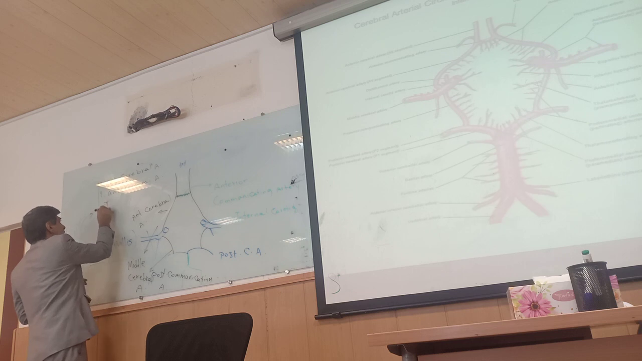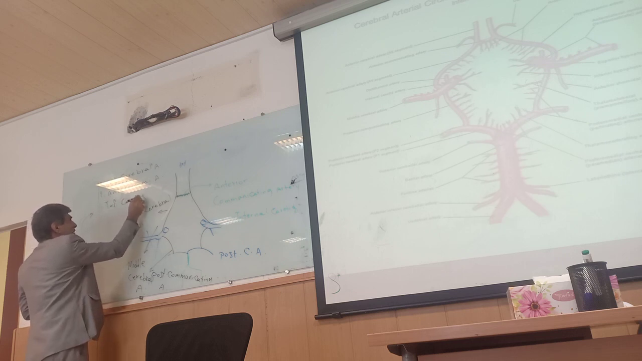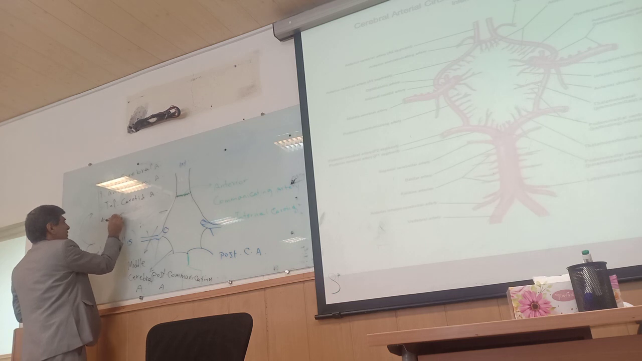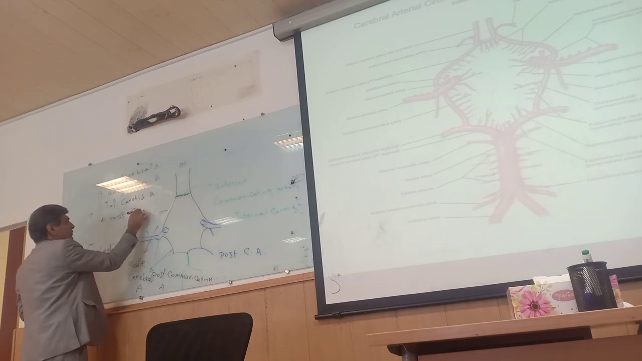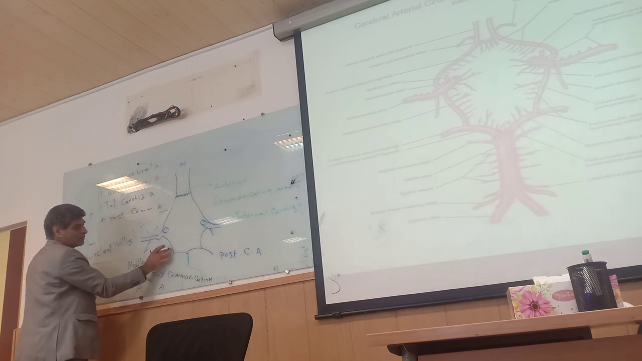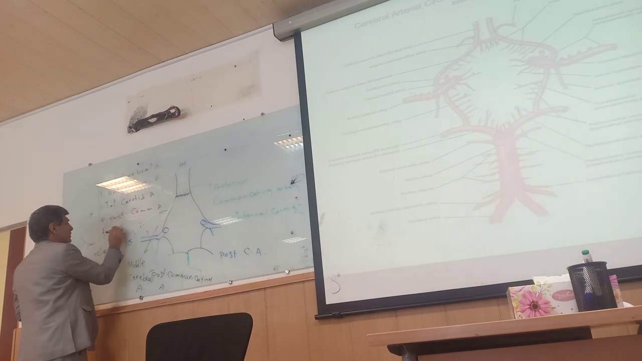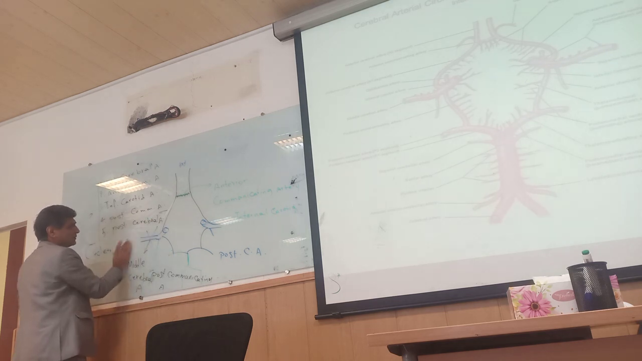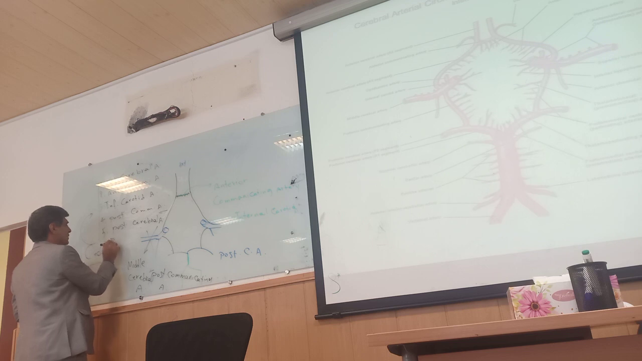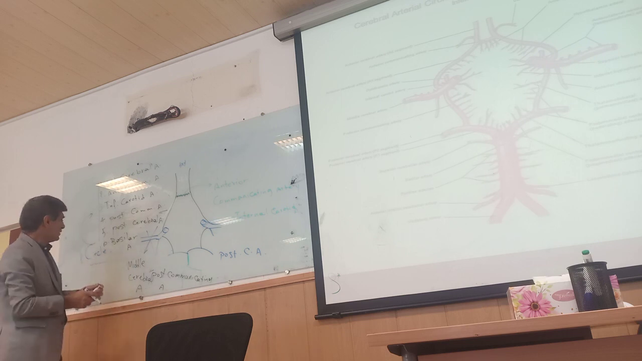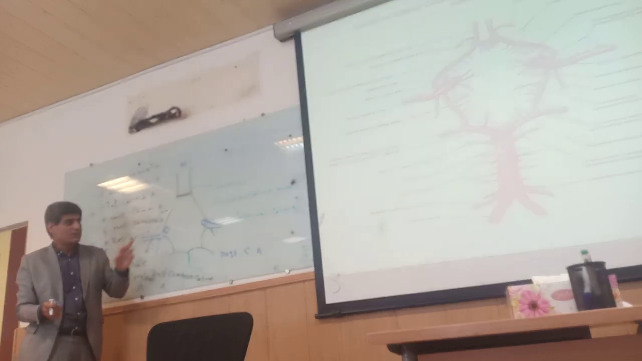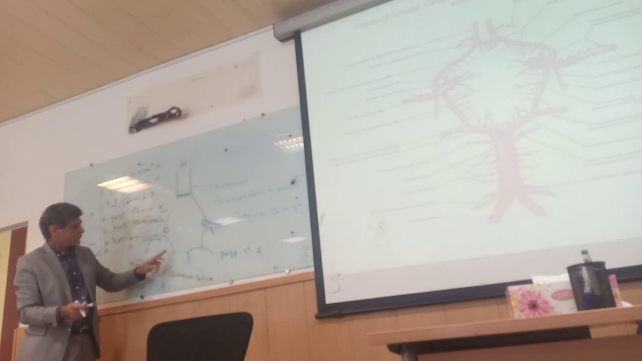Three: the internal carotid artery, the posterior communicating artery, the posterior cerebral artery, and the basilar artery. All of the arteries forming the circle: 1, 2, 3, 4, 5, 6.